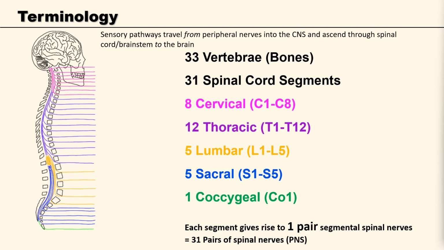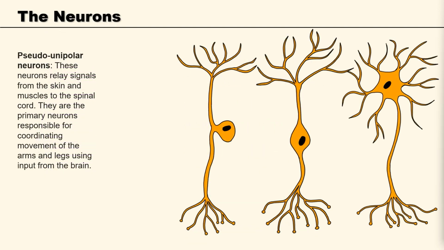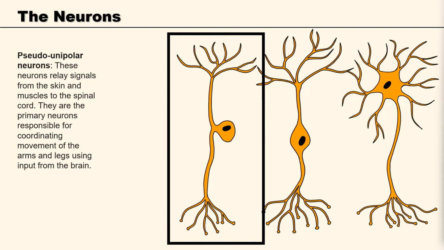We are not interested in the descending fibres today. These are conveying information from the brain to the periphery and are efferent fibres. We want the afferent fibres. There are a few types of neurons involved with the transmission of signals between the brain and the periphery. The first one is the pseudo-unipolar neuron, which relays messages from the skin and the muscles to the spinal cord. They are the primary neurons responsible for coordinating movements after input from the brain.